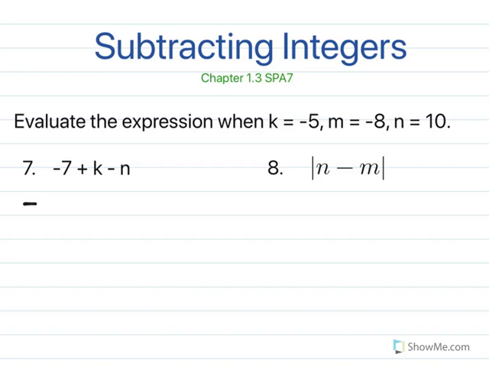So I have -7, which is going to stay the same. Plus, now k is a -5, so I'm going to say plus -5. Or sometimes they will write it with parentheses. It's okay. The minus sign comes down. So now minus n. N is 10, so it'll just be -10. So here's my problem. Now, the -7 plus -5 I can leave.